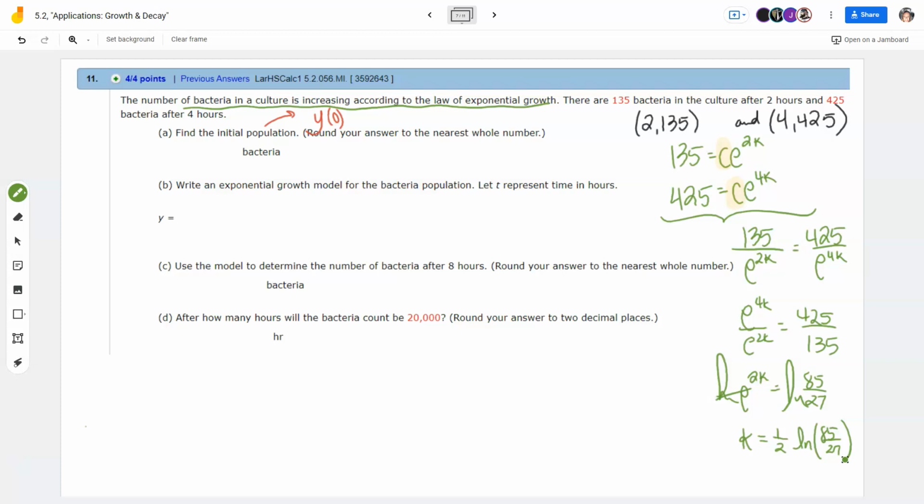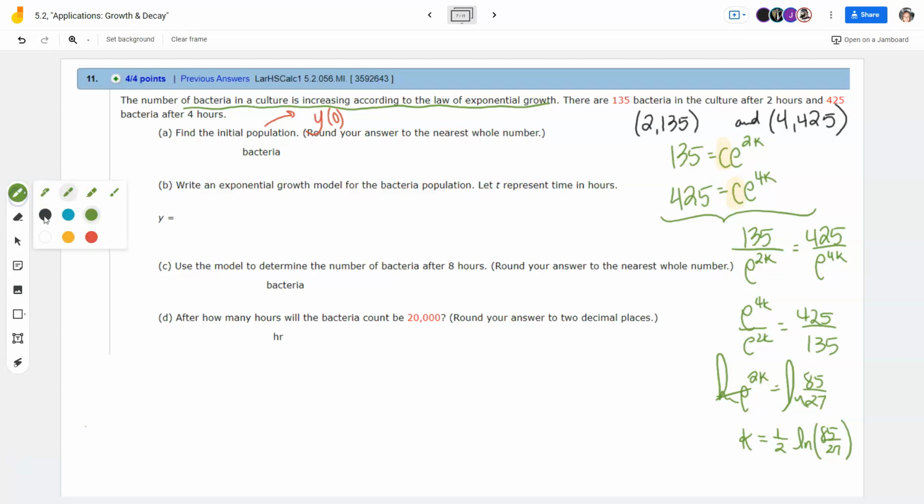Where did your e to the 4 come from? Oh, buddy, remember when I'm dividing like bases? I subtract the exponents. Yeah. So 4k minus 2k was 2k. Good question. Then ln of both sides, and then I just divided by 2.